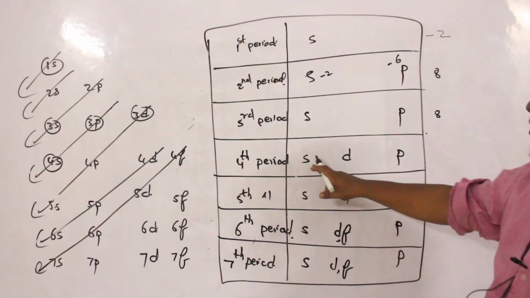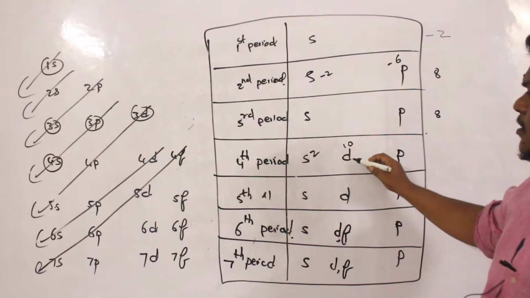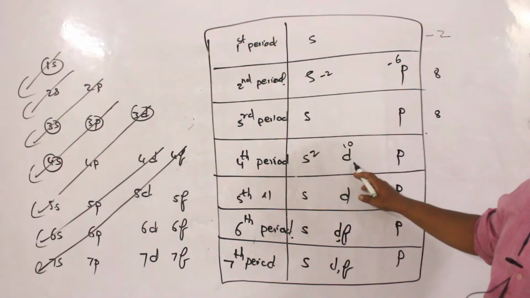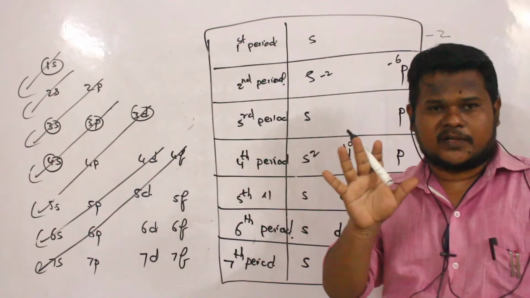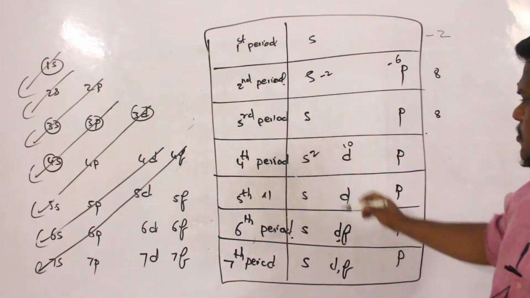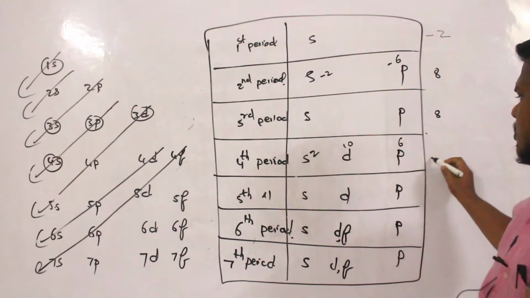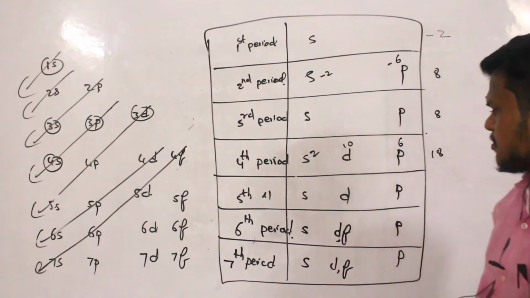Clear? And the fourth period, the D subshell can accommodate 10 electrons, no? D subshell has how many orbitals? It has 5 orbitals. Each orbital can accommodate 2 electrons. So 2 plus 10 plus 6, total 18 elements are present in the fourth period. Are you able to understand?